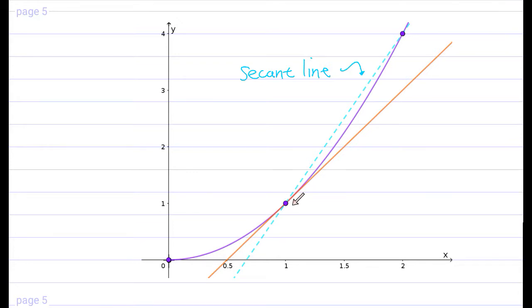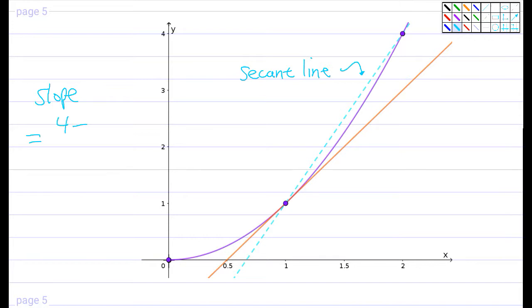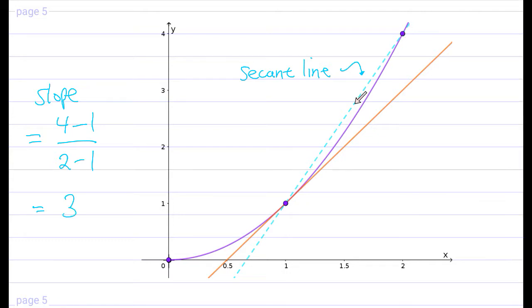We know how to calculate the slope of this line. We just take the change in y for these 2 points and the change in x for those 2 points. And if you do that calculation here, you're going to get that the slope equals 4 minus 1 over 2 minus 1. That's equal to 3. That is the slope of our secant line.